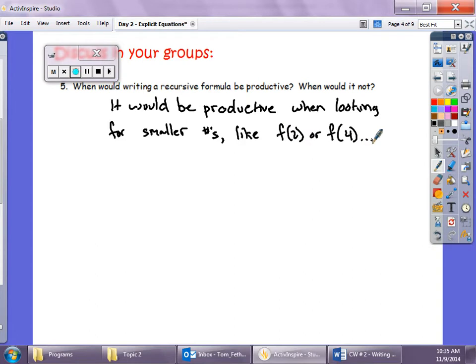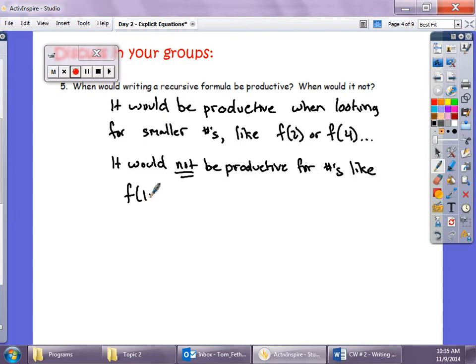When would it not be? It would not be productive for numbers like f of 100. The question is why? Why would it not be good for f of 100? Because to get to 100, you're going to need to get 99. To get 99, you'll need 98. To get 98, you'll need 97.